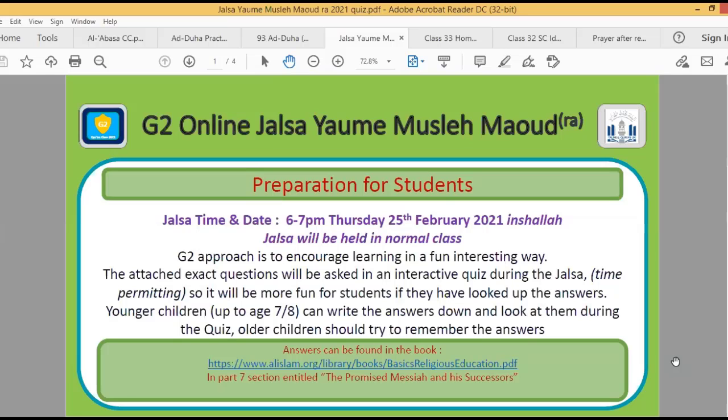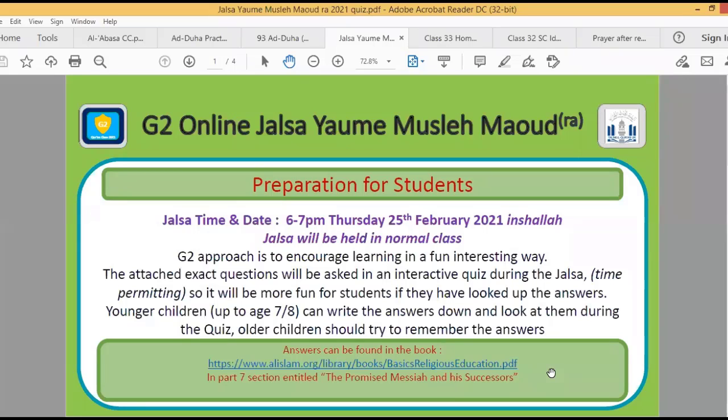The answers to those questions in the quiz tomorrow can be found in the book Basics of Religious Education. The link for it, as you can see at the bottom over here, has all been shared with your parents on the WhatsApp group in the PDF that was sent. So you can get access to this book and find the answers in that book. The younger children, ages 7 or 8, you can write down those answers on a piece of paper and refer to them during the quiz and try to answer the questions.